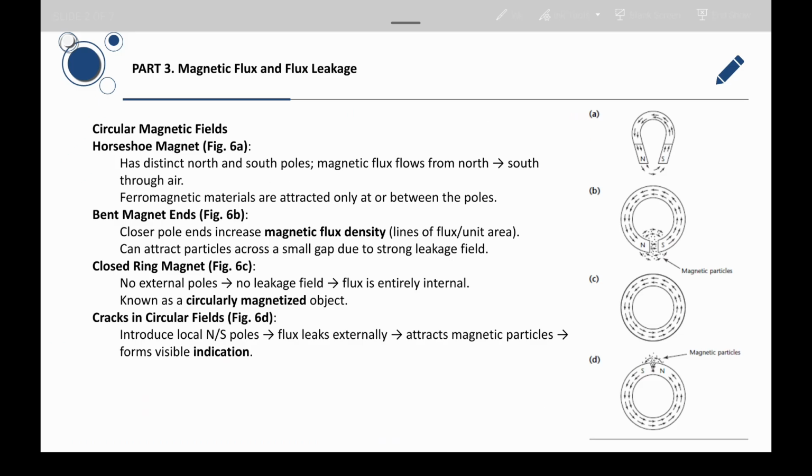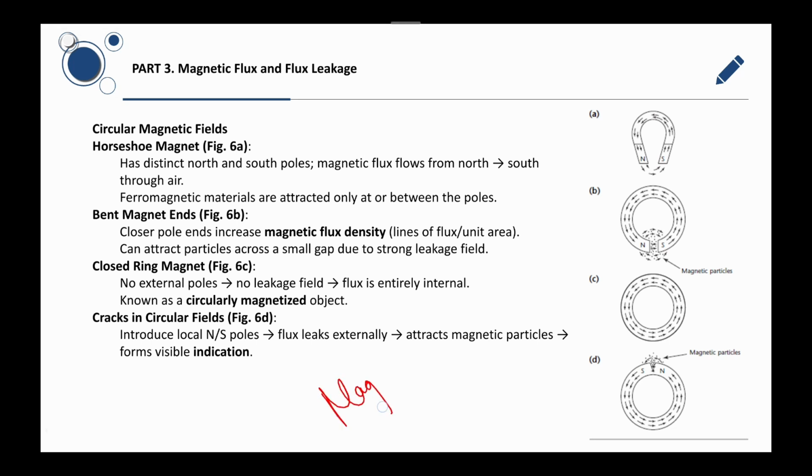Let's start the session. First, let's talk about magnetic flux. You can think of magnetic flux as imaginary lines of force that represent the strength and direction of the magnetic field. These lines always seek the easiest path to travel. Magnetic flux is simply the total number of these imaginary lines of force. Flux equals lines of magnetic force. This is the magnetic flux.